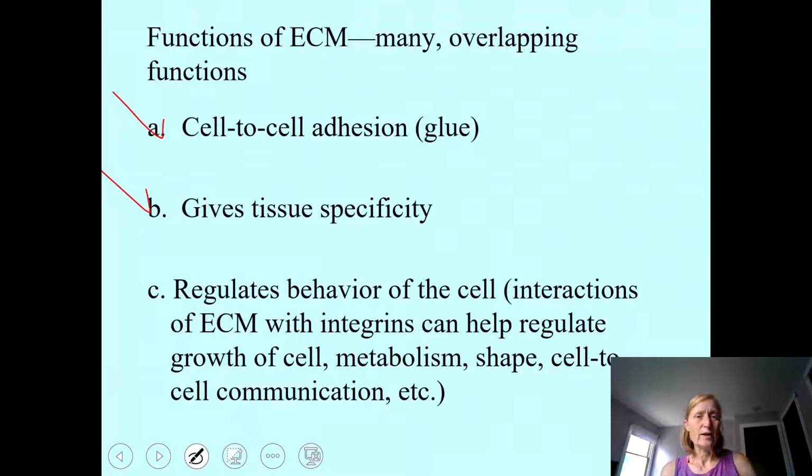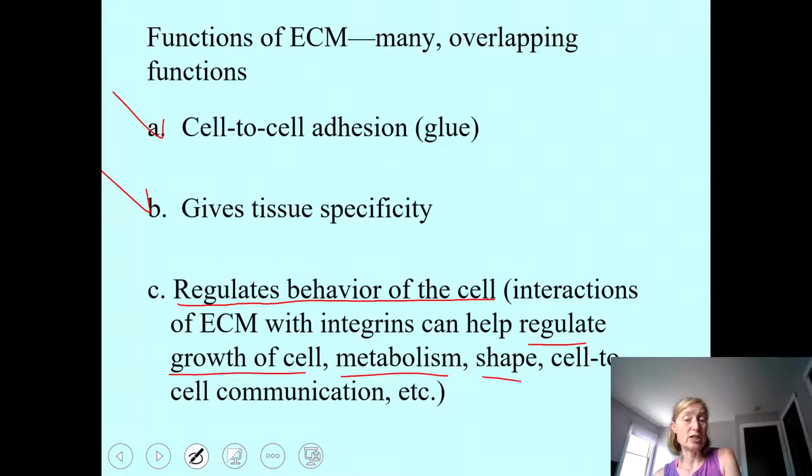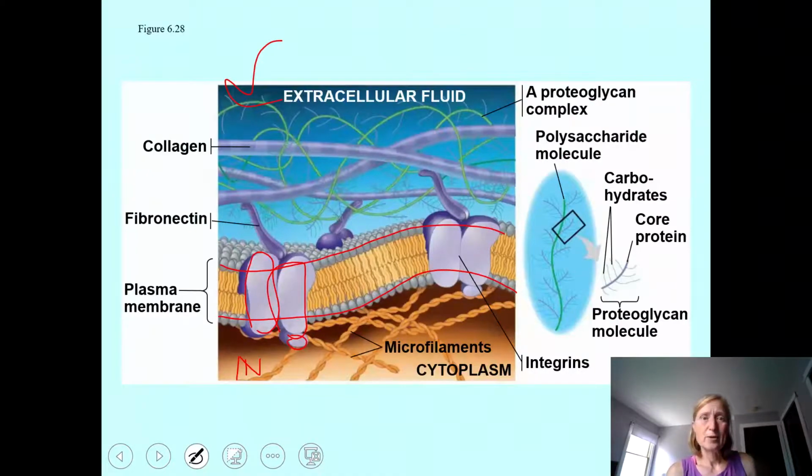And this is the fun one, the extracellular matrix regulates the behavior of the cell. This seems strange. The outside molecules regulate what's happening inside. And we get regulation of things like, hey, the cell needs to grow or to metabolize, or it might need to change shape, or might need to communicate with other cells. How does this work? This is the exciting part, right?